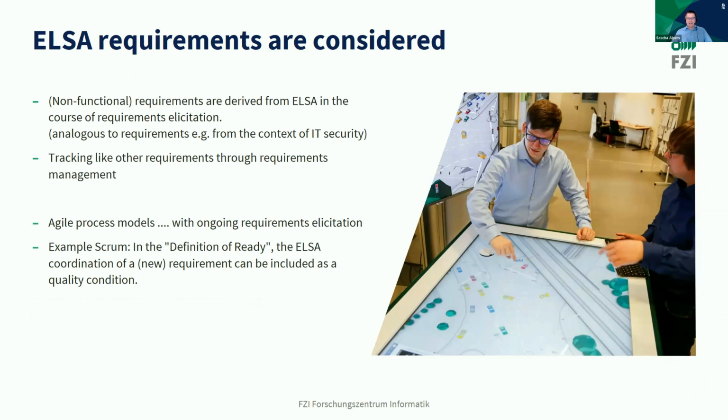One point of view is that ELSA requirements are considered as non-functional requirements as any other non-functional requirements. And the tracking is then like any other requirements. Even in agile projects that would fit, because the definition of ready, the quality metrics about a requirement could be designed in that way that the coordination of new requirements can be included in a quality condition. But it doesn't give any structured support to the individuals.